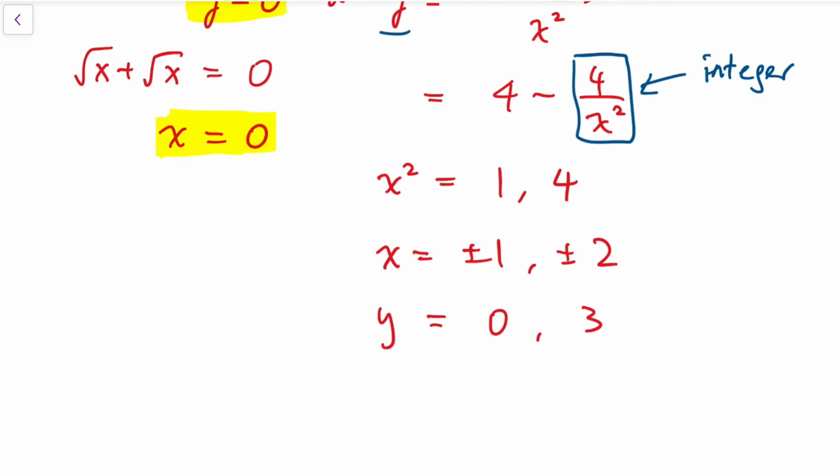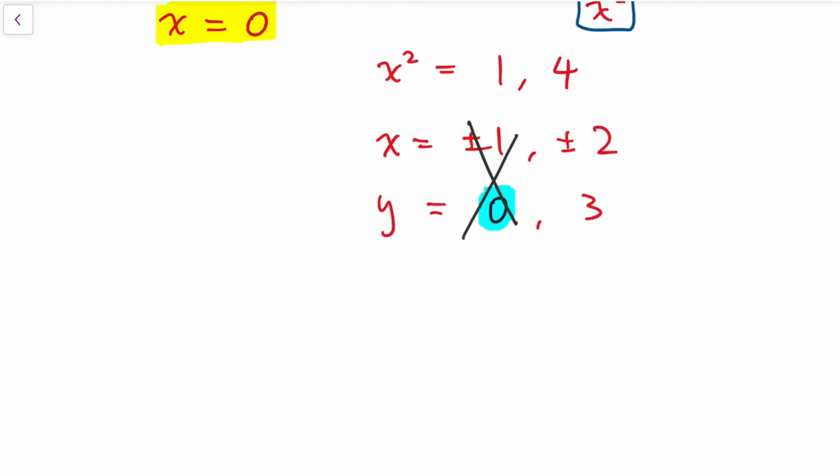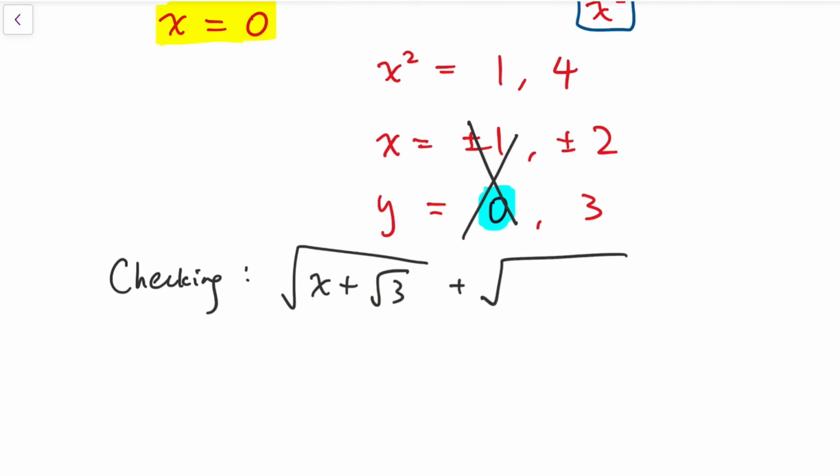So now we have several solutions left for checking. Firstly, for the case when y equals 0, we know that that can only imply x equals 0, so we can quickly reject the whole case. Now for y equals 3, we can go back to our original equation. So we are looking at root of x plus root 3 plus root of x minus root 3 equals root of xy.